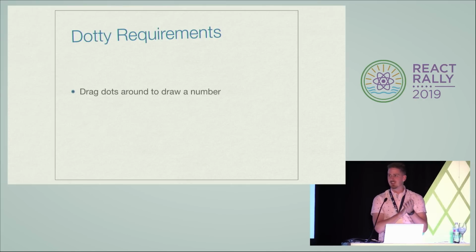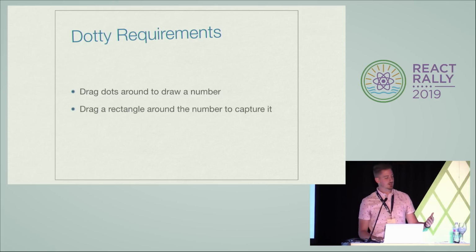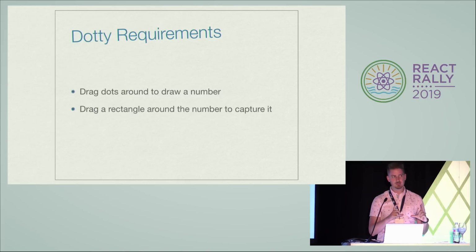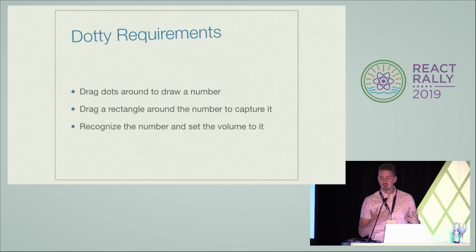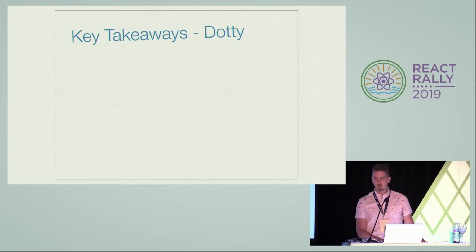Okay, so some requirements on this one. We're going to have to drag some dots around in order to draw numbers, right? Then we're going to have to drag a rectangle around the numbers that we drew in order to capture them. And finally, we're going to have to somehow recognize that number and set the volume to it. So, how are we going to do this?